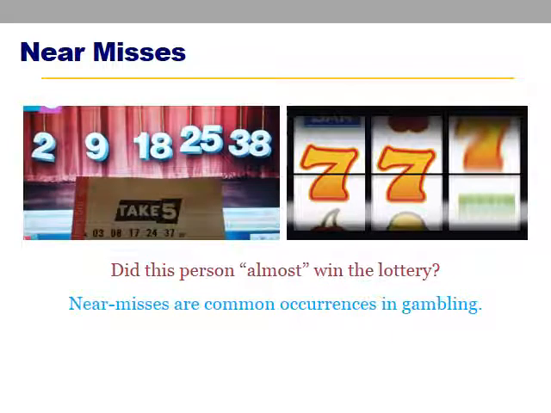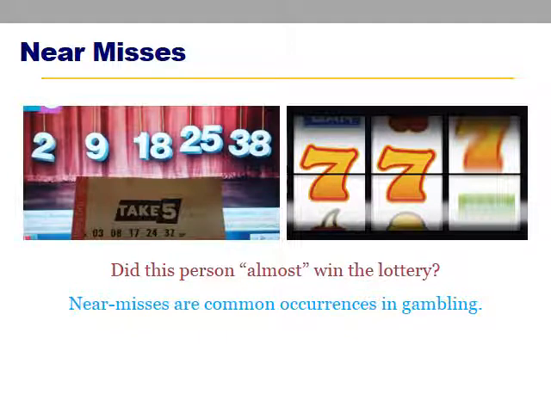The second example that we'll walk through today looks at the phenomenon of near misses in gambling. The picture at the top left shows what might be considered an example of a near miss. This person did not win the lottery, but each of the numbers that they picked was only one number off from the numbers that were actually selected. Same thing on the right. If you're playing a slot machine and you get 7-7-cherry, you almost won, but you didn't win.